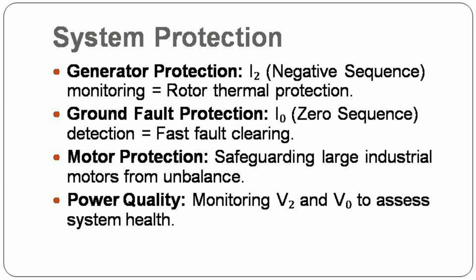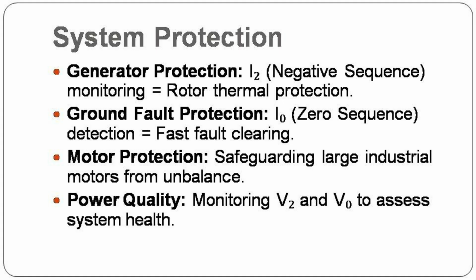So where do we actually use this? Well, the single biggest application is of course in system protection. This isn't just theory. It's actually running in relay cabinets in every power plant and substation right now. Generator protection relays have a specific element that continuously calculates I2, which is the negative sequence current. If it gets too high, the relay knows the rotor is overheating and will trip the generator off the grid to save it from destruction.